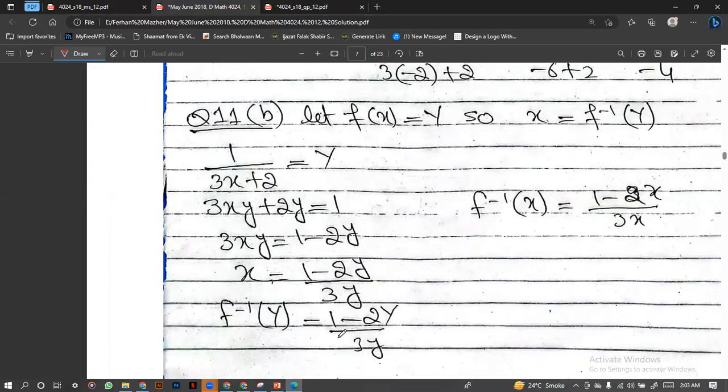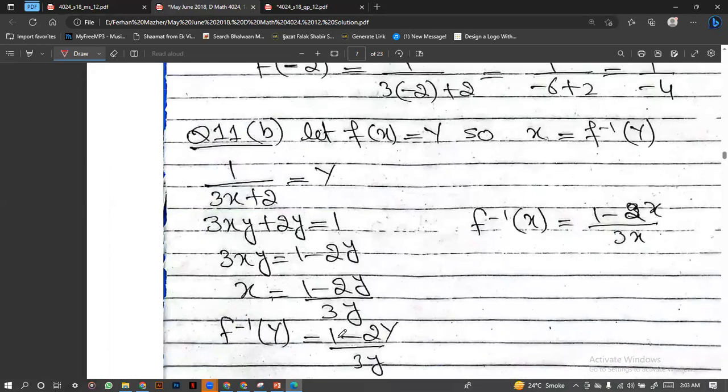Okay, so what I will do, I will write, let f of x equal to y. So the x will be equal to f inverse of y. So in the place of f of x, I will write the formula, that is 1 by 3x plus 2 equals to y. Now I will try to make x the subject of the formula. So 3xy plus 2y is equal to 1. I have cross multiplied. So the term which has x, I will keep on the left side. So 3xy will be equal to 1 minus 2y. So x will be equal to 1 minus 2y, the whole thing divided by 3y.